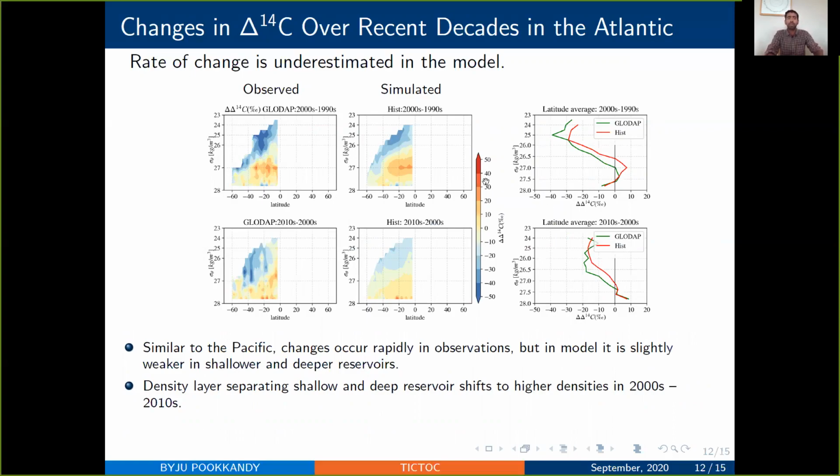In the model, also, changes occur more rapidly in the observation than in the model. Also, the change in the 1990s and 2000s, the change in delta C14 is largely negative in the shallow water and positive in the deep water, switching sign roughly at sigma theta 26.5 in the model, but it is 27 in the observation. Density layers separating shallow and deep reservoirs shift to higher densities in the 2000s and 2010s.